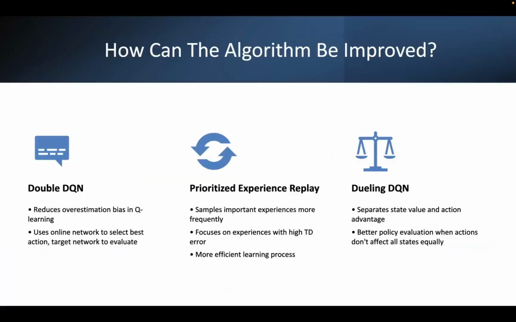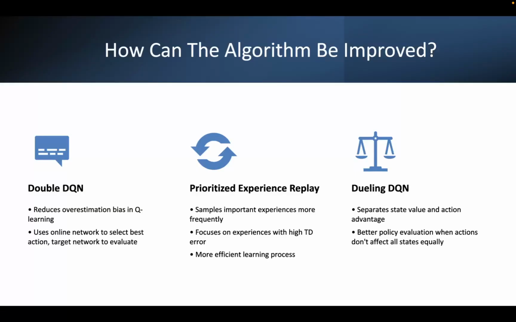While the basic DQN algorithm successfully solved the environment, there are several improvements that could enhance performance. Double DQN addresses the overestimation bias in Q-learning by using the online network to select actions and the target network to evaluate them. This leads to a more accurate Q value estimate.